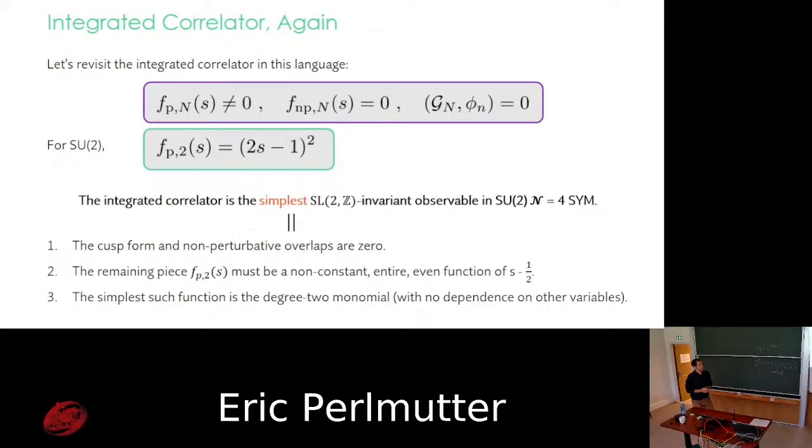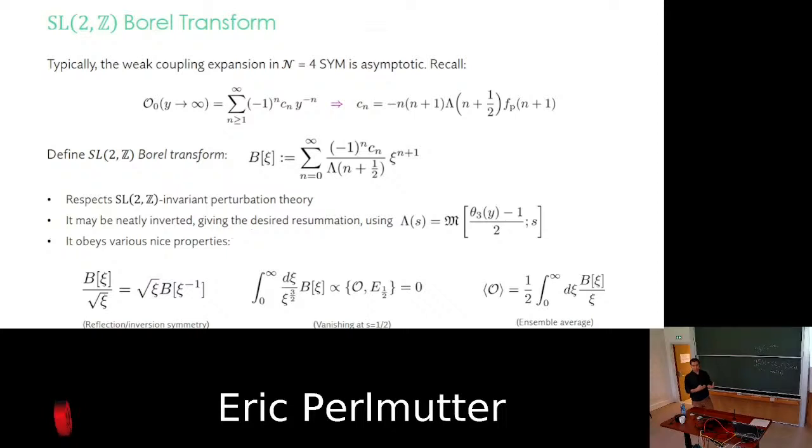Good. So now, in general, the perturbation expansion is asymptotic in N=4. We can define what's called an SL2Z Borel transform. That's a name we made up. It's a certain special kind of modified Borel transform, where instead of just dividing by the gamma function, you divide by this universal Riemann zeta factor appearing in this SL2Z invariant perturbation theory.